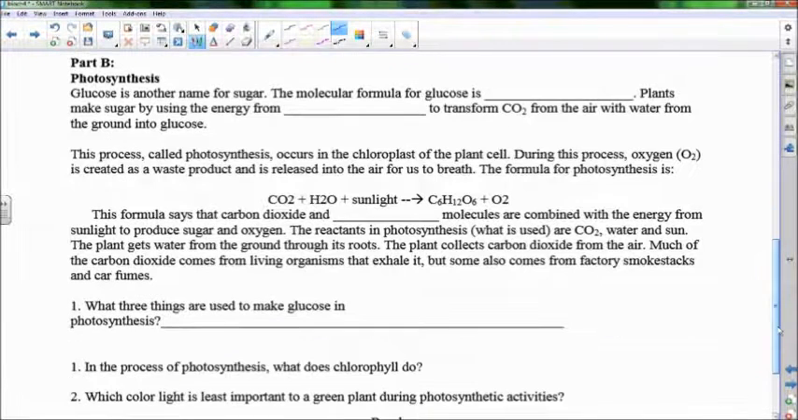Okay, part B here. Glucose is another name for sugar. The molecular formula for glucose is C6H12O6. That was in the word bank up at the top. Oh, we even see it down here. You can copy it straight from there. Plants make sugar by using the energy from light, or sunlight, to transform carbon dioxide from the air with water from the ground into glucose.